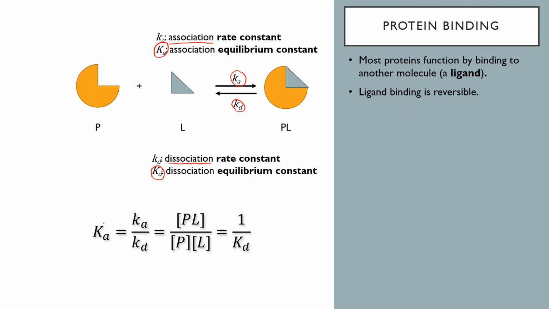The association equilibrium constant is the ratio of the association rate constant over the dissociation rate constant. And of course, it equals the concentration of protein-ligand complex, the concentration of the two molecules bound together, divided by the product of the unbound protein concentration times the unbound ligand concentration. And of course, that is the inverse of the dissociation equilibrium constant.